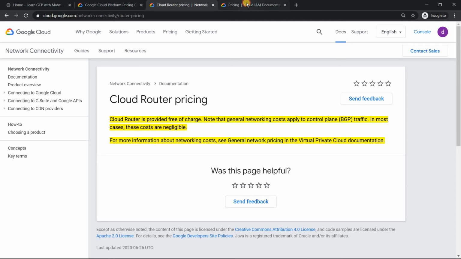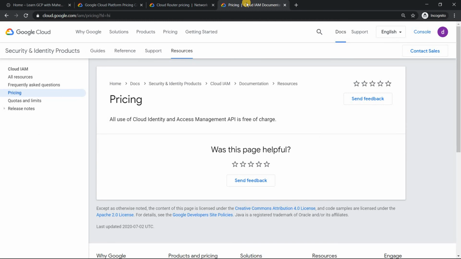And the last one, the most important thing and my most favorite, is Cloud IAM. Cloud IAM, the Identity and Access Management API, is totally free of cost. It is the most important component where you control the access to an identity, whether it's a human or a machine or an API, and that is totally free of cost. So that's the important thing.